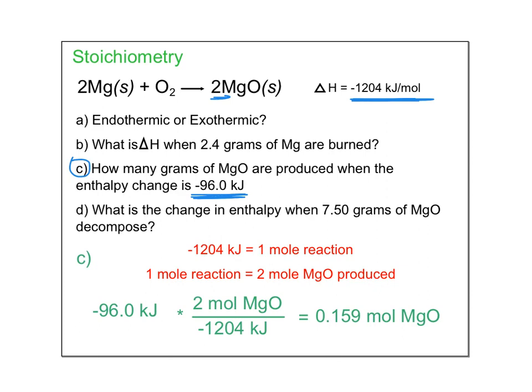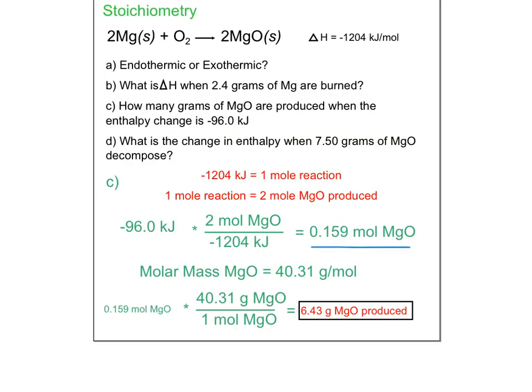This one's kind of working backwards. So I'm going to start with this relationship. If I have 1 reaction going, I'm going to give off 1,204 kilojoules, and for 1 mole of reaction, I make 2 moles of MgO. So let's start with what's given, which is the negative 96 kilojoules, and we're going to use this relationship here. If my enthalpy is negative 1,204 kilojoules for every 2 moles of MgO made, my kilojoules cancels, and that tells me I should be making 0.159 moles of MgO, which goes with my prediction. It's much less than 2 moles because negative 96 kilojoules is much less than 1,204 kilojoules.